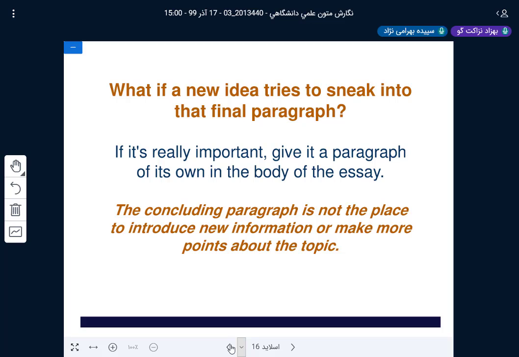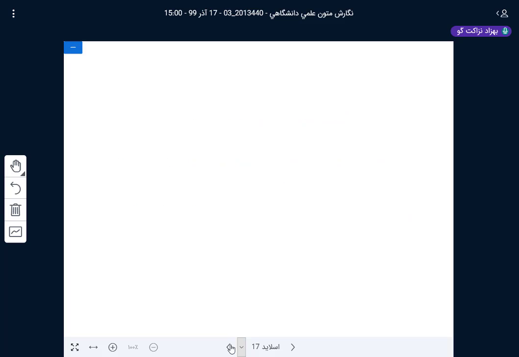Good afternoon. Okay, what if a new idea tries to sneak into that final paragraph? If it's really important, give it a paragraph of its own in the body of the essay. A concluding paragraph is not the place to introduce new information or make more points about the topic. So this is one of the major errors of writing. We should just give the sense of completion. When you introduce something new, this paragraph lacks something. So the concluding paragraph is not a place to introduce new information and make more points about the topic.